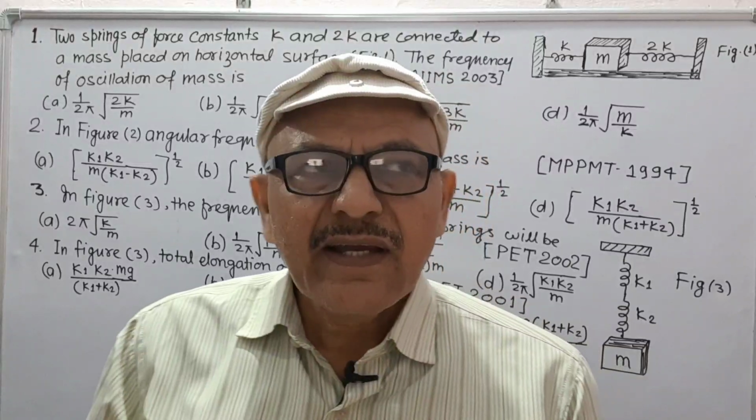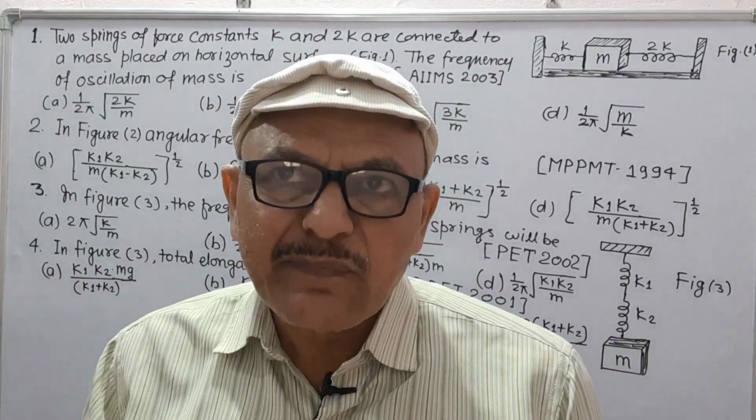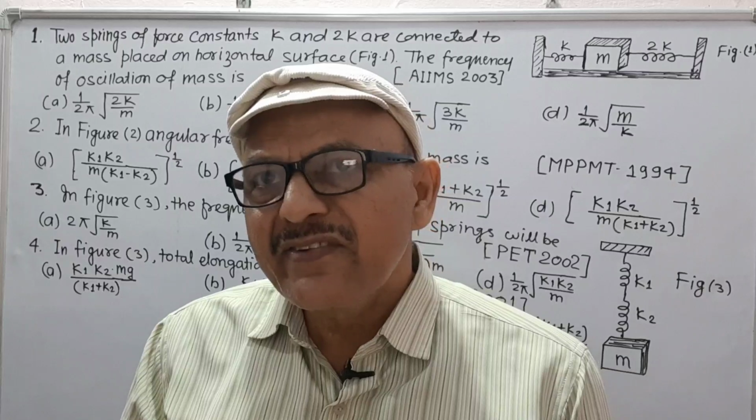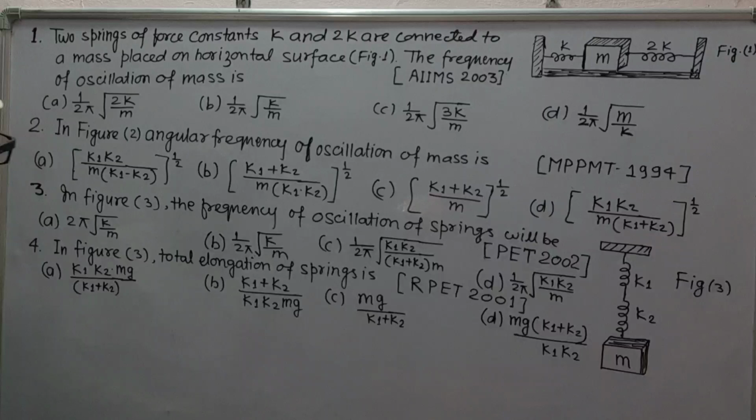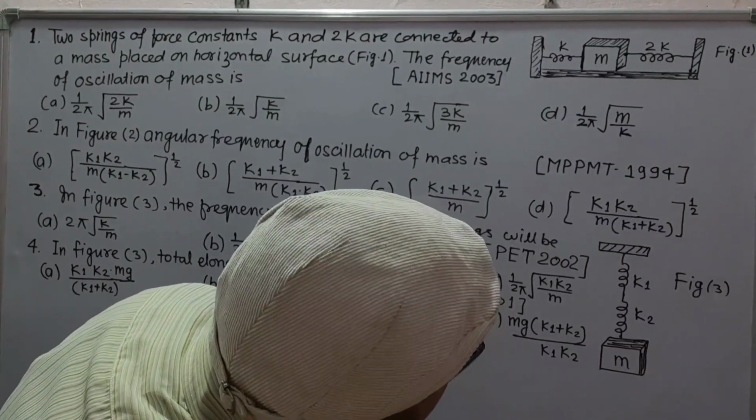Hello dear students, in the second video of spring pendulum we are going to deal with some more multiple choice questions. Question number 1: two springs of force constants K and 2K are connected to a mass placed on a horizontal surface as in figure 1. The frequency of oscillation of mass is, these are the options here.